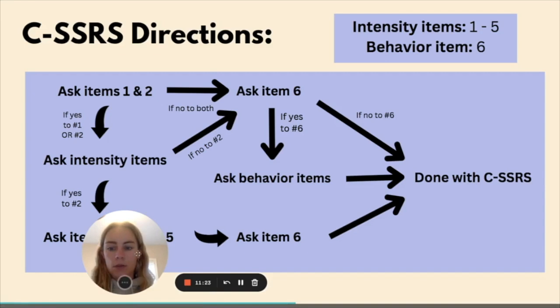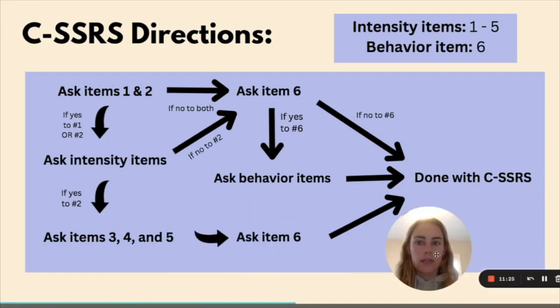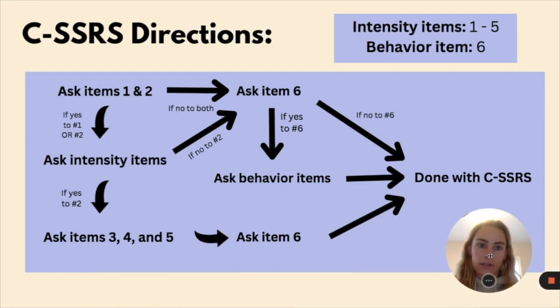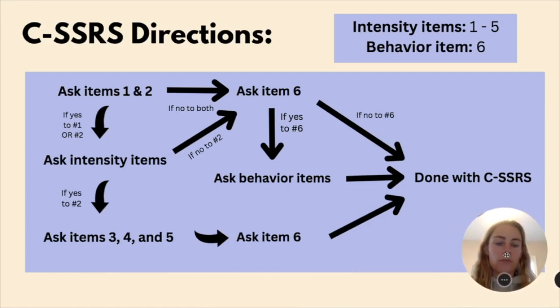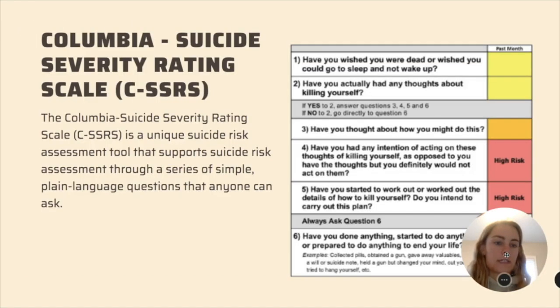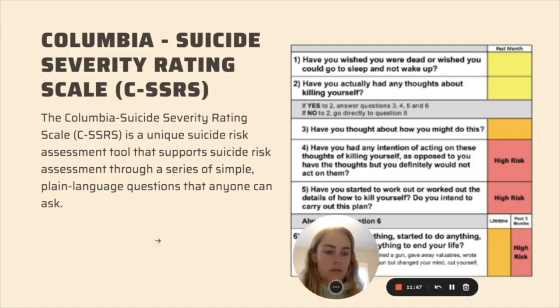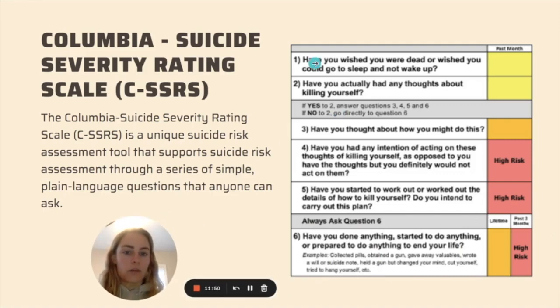So here we are going to talk about the CSSRS directions. We will classify two different kinds of questions. The first is the intensity items, and the second is the behavior items. So intensity items are questions 1 through 5. The behavior item would be question 6, which you can see again here when we come back here. So questions 1, 2, 3, 4, and 5 would be intensity, and then 6 would be the behavior.